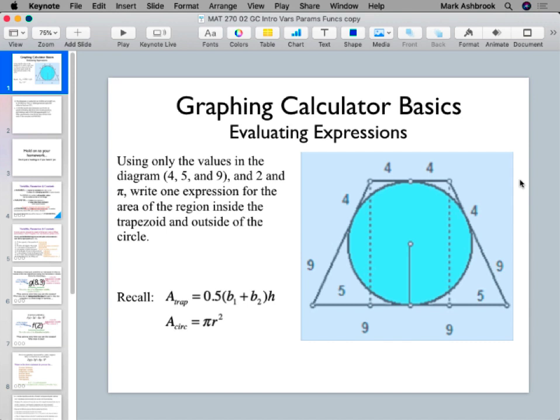Okay, and I want you to make one expression on one math line. Make one expression that, when you do it correctly, tells you the value of the area. You can only use 4, 5, 9, 2, and pi. Here's your area of a trapezoid, area of a circle. All right, work on that. See if you can get it. Again, you're using one math line on the GC, one math line that's going to compute that area. Go. You can think about it on your own. You can consult with each other.